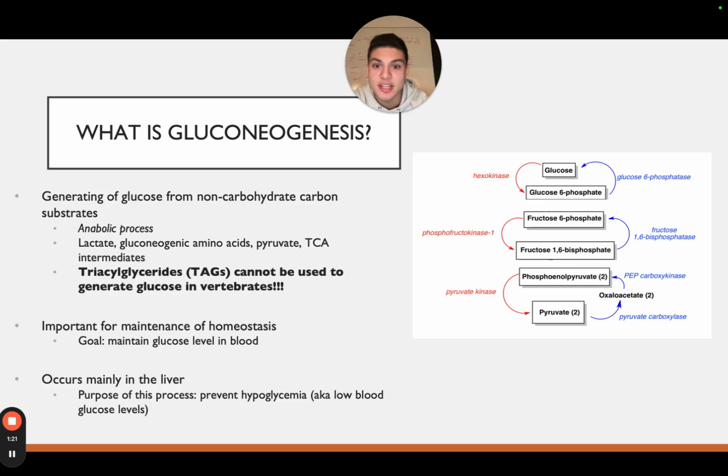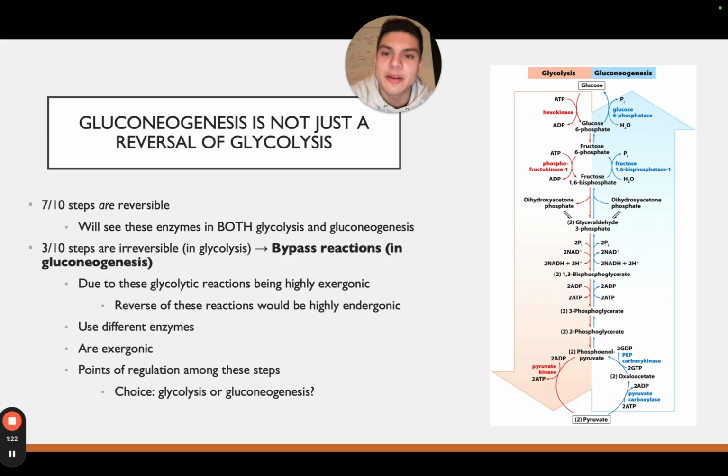And gluconeogenesis occurs mainly in the liver, and this is because we want to prevent hypoglycemia in your body. So you don't want to run with low blood glucose levels, because we know glucose is our main energy molecule, right? And so we don't want that. And our brain primarily uses glucose as its primary metabolite, and then it moves on to ketone bodies, all that. We'll talk about that in the next lectures, in the next exam, so don't even worry.